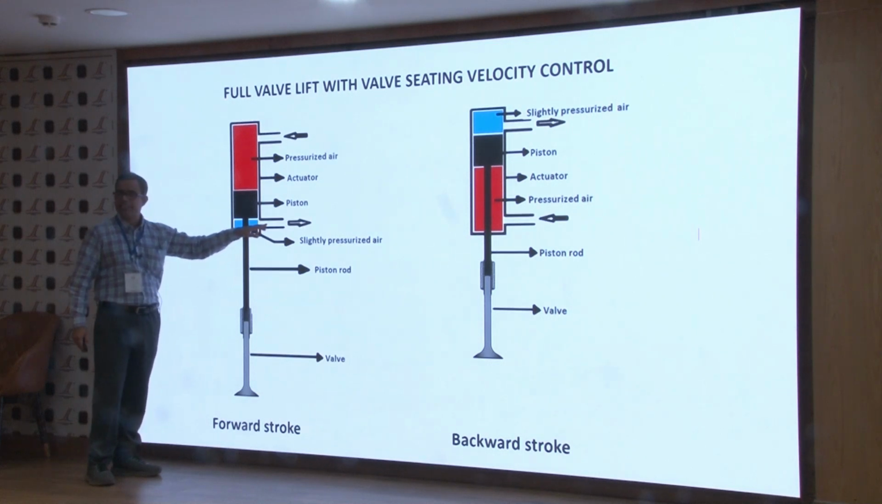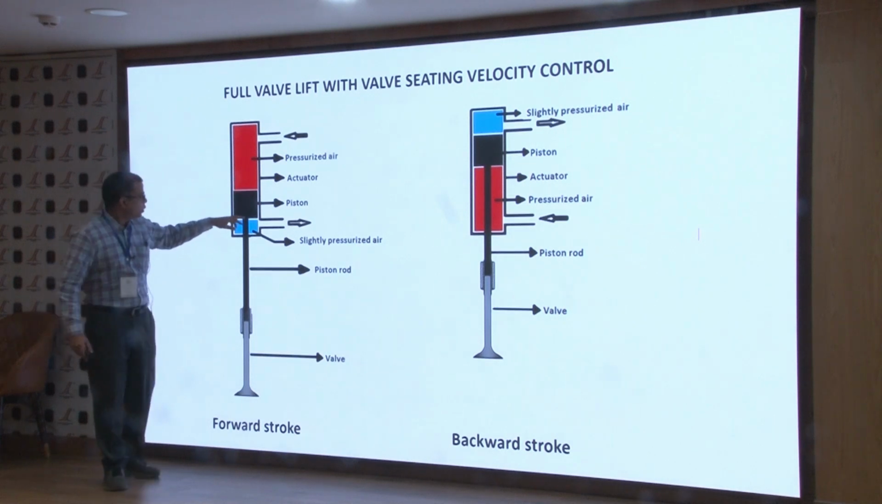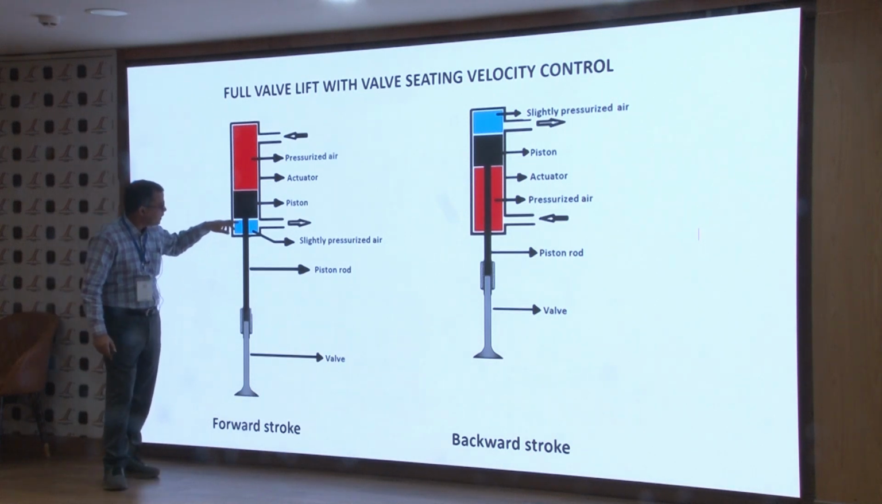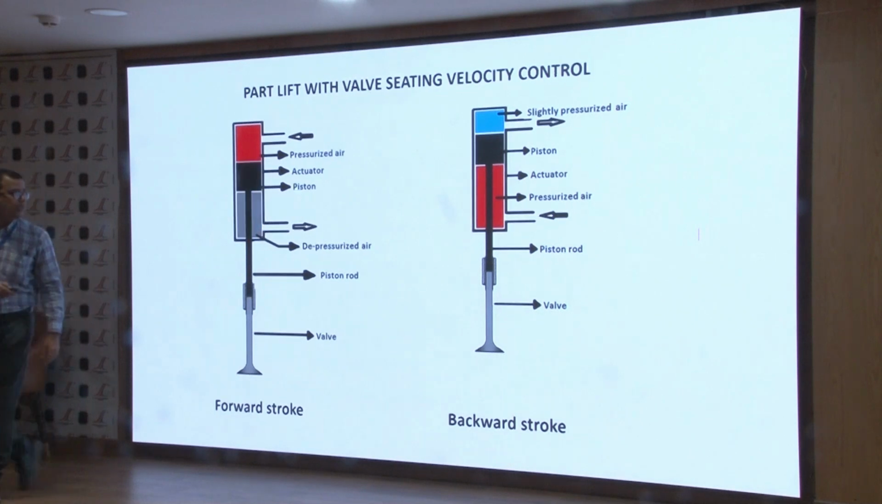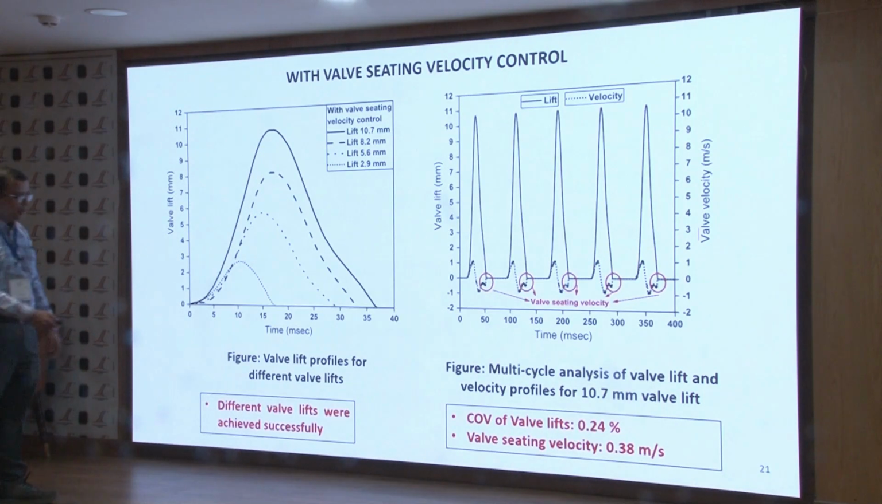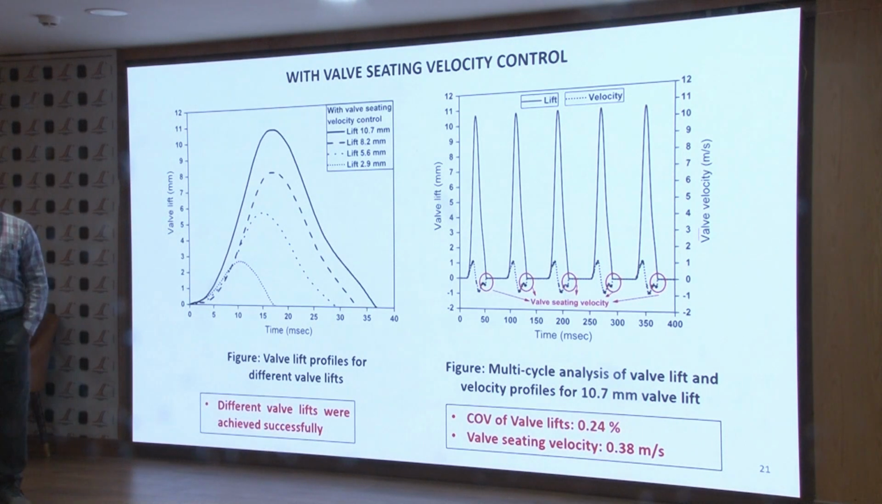We give some pressurized air during the forward motion and in the backward direction also, and try not to let it hit the pistons at top dead center or bottom dead center. In that way, from 1.28 meters per second, the seating velocity has been decreased to 0.38 meters per second, which is achievable and within the limit of the seating velocity. Seating velocity is a very critical factor when developing the camless engine.